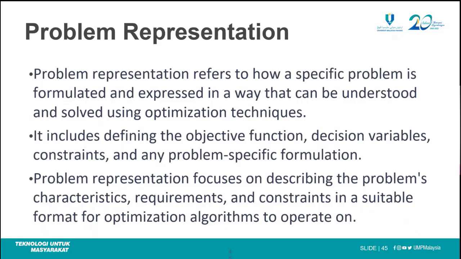This is very important for us to determine the problem representation that we are going to use, because different problems might require different problem representations. It includes defining the objective function, decision variables, constraints, and any problem-specific formulation. Problem representation focuses on describing the problem characteristics, requirements, and constraints in a suitable format for the optimization algorithm to operate.